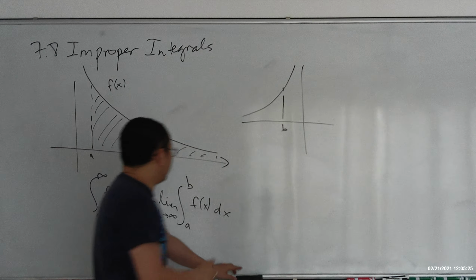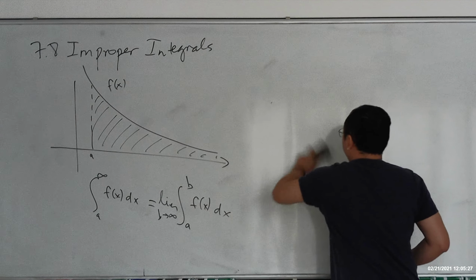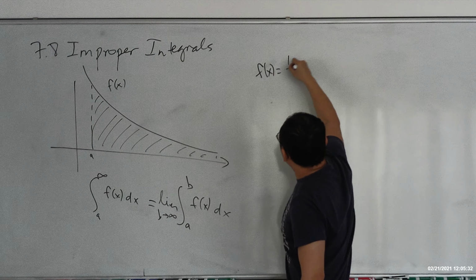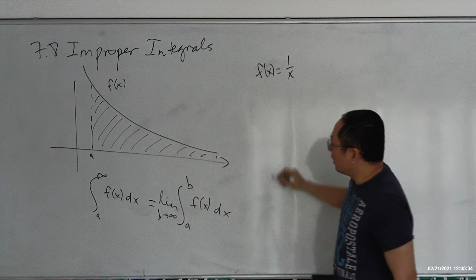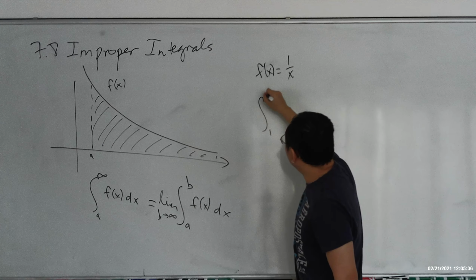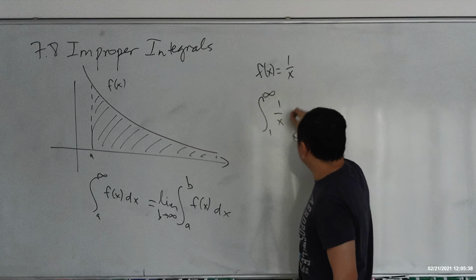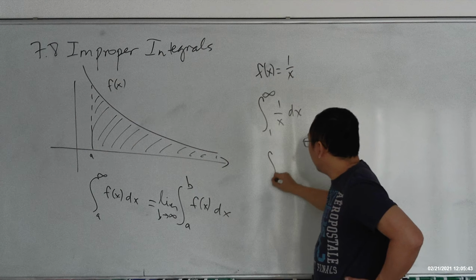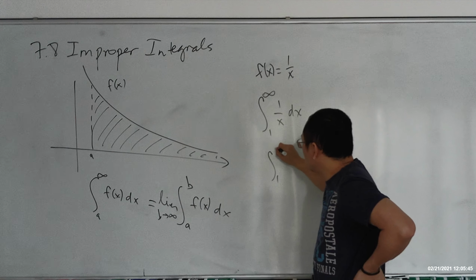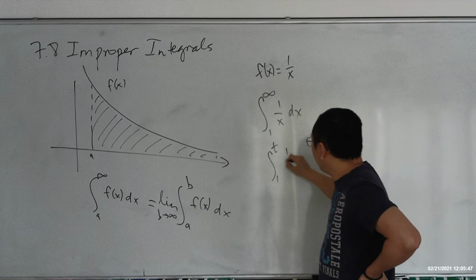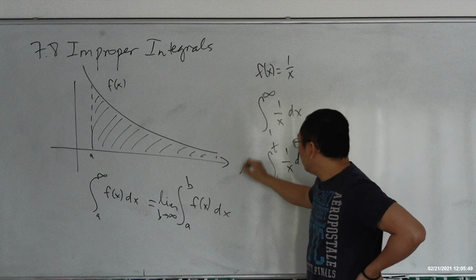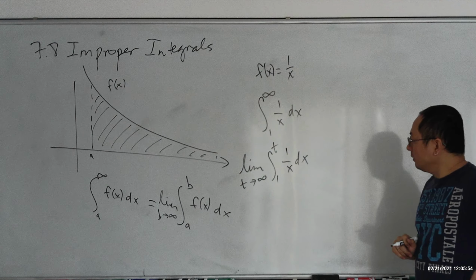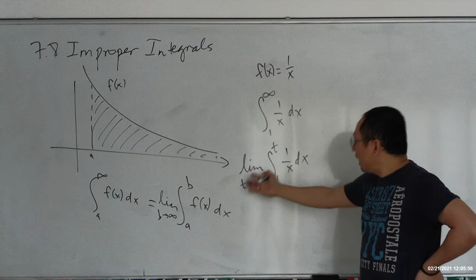All right, so let me give you an example of this, and then we can move on. Say, for example, f of x equals 1 over x. I want to calculate the integral from 1 to infinity of 1 over x dx. I think of it as the integral from 1 to t, where t is just a dummy variable, of 1 over x dx, and I take the limit as t goes to infinity. I'm going to do the integral first, then I'll do the limit.